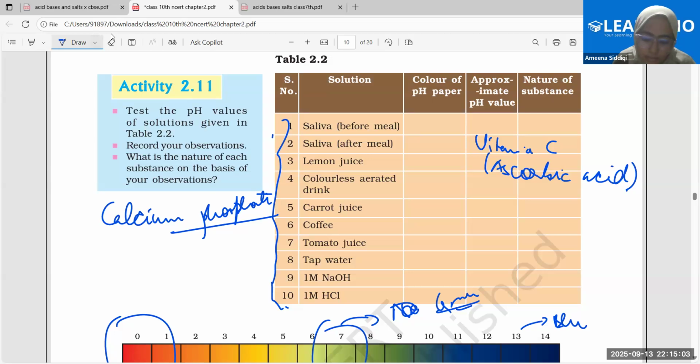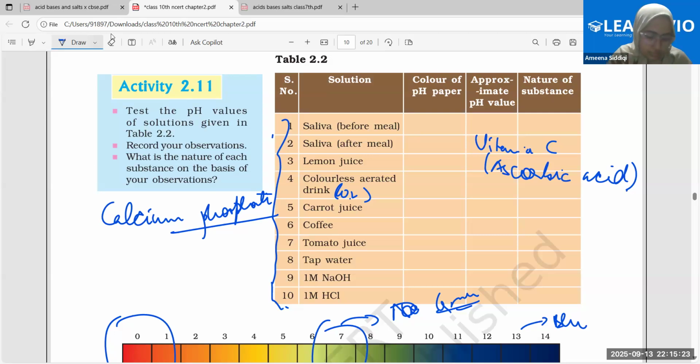Clear? Fine. Colorless aerated drinks. What do we have in the aerated drinks? Do we have carbon dioxide? Yes, ma'am. And that will form the carbonic acid. So basically, the pH would be around 3 to 4.